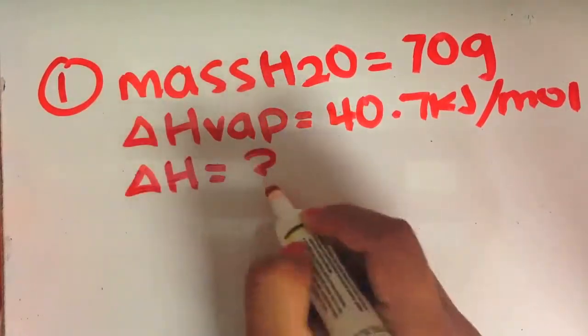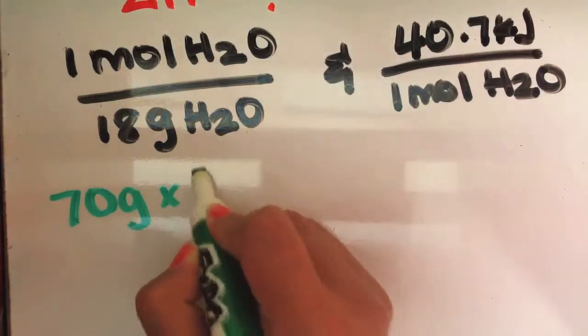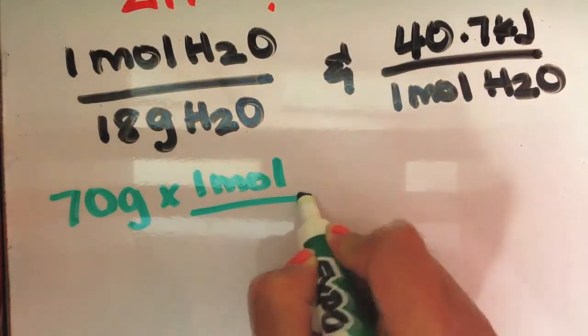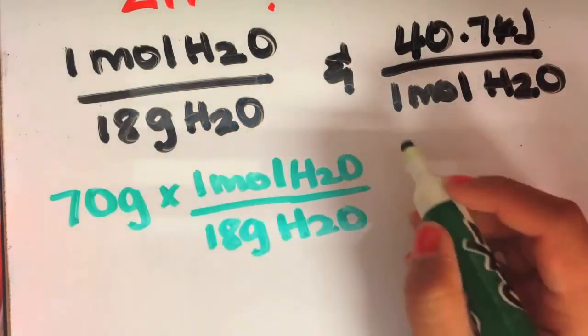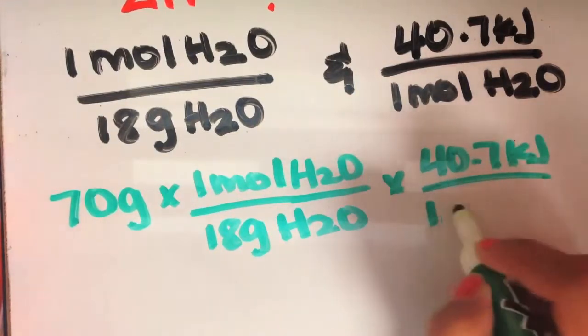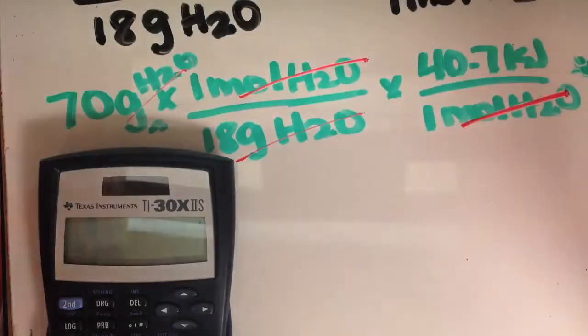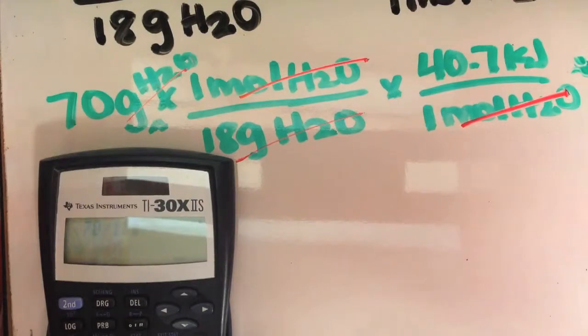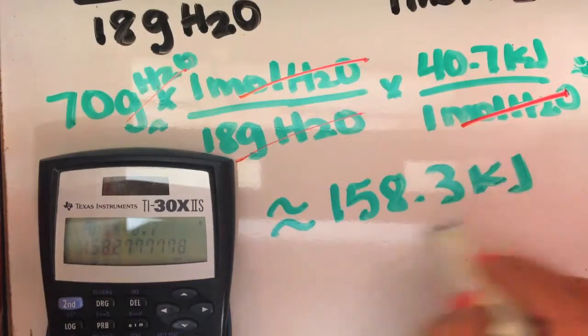In order to find the kilojoules of heat absorbed, first we need to convert the grams of water to moles. You do this by dividing 70 grams of water by 18 grams of water per mole, and you get about 3.9 moles. Next, you multiply 3.9 moles by 40.7 kilojoules per mole to find the kilojoules of heat. The solution is about 158.28 kilojoules because the moles cancel out.